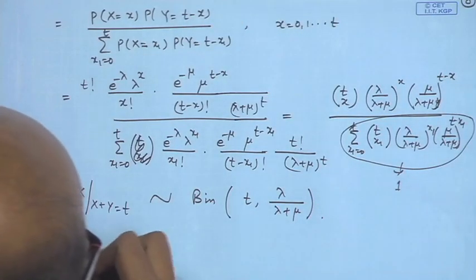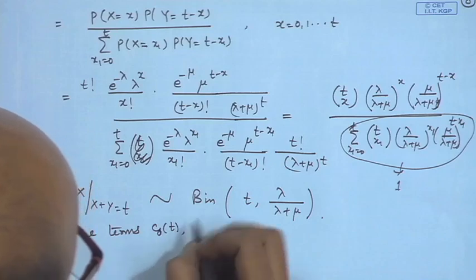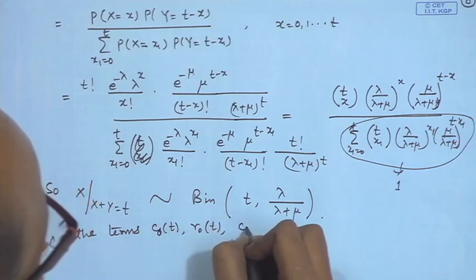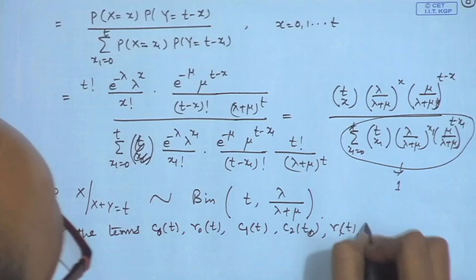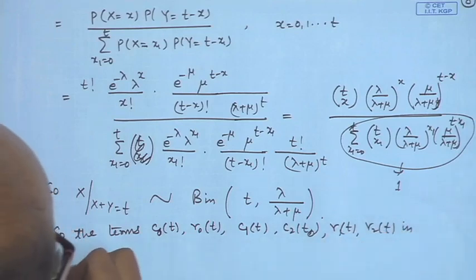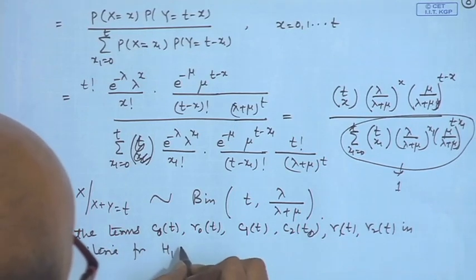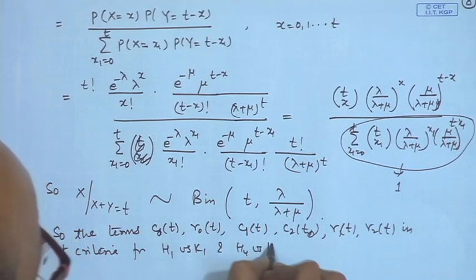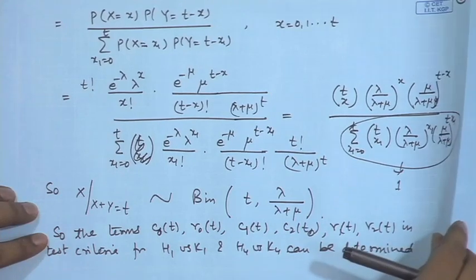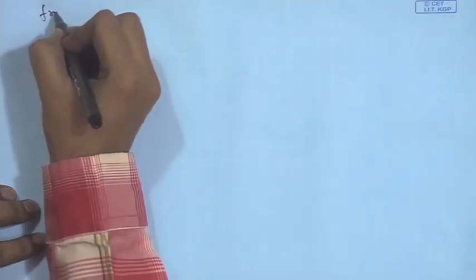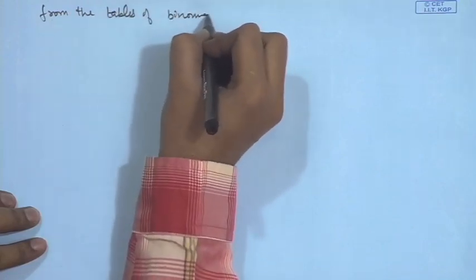So, the terms c 1 t, c naught t, gamma naught t, c 1 t, c 2 t, gamma 1 t and gamma 2 t in test criteria for H 1 versus K 1 and H 4 versus K 4 can be determined from the tables of binomial probabilities.